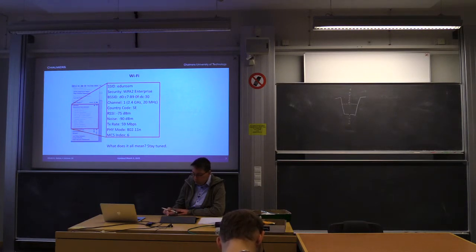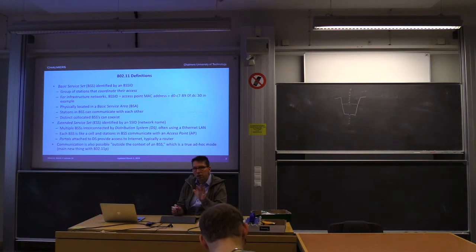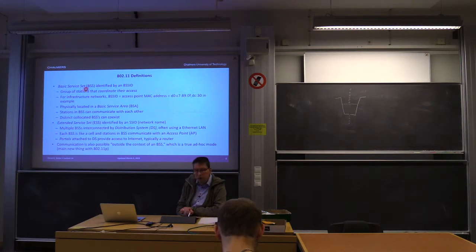So let's start dissecting this a little bit. Start with a few definitions. This might be a little bit unclear on this slide, but we'll try to justify it as we go along. There is something called a basic service set, or BSS, and there is an identification of that called a BSS ID. So what is a basic service set?